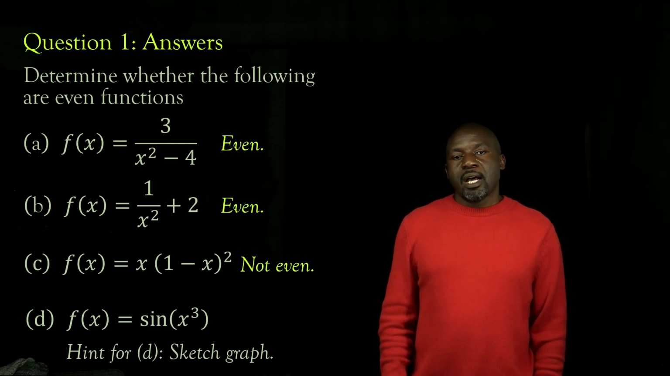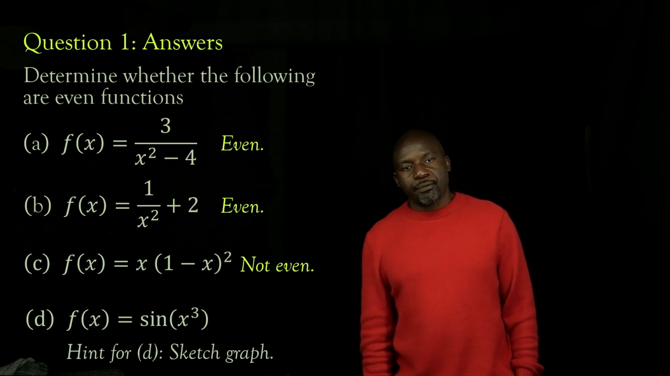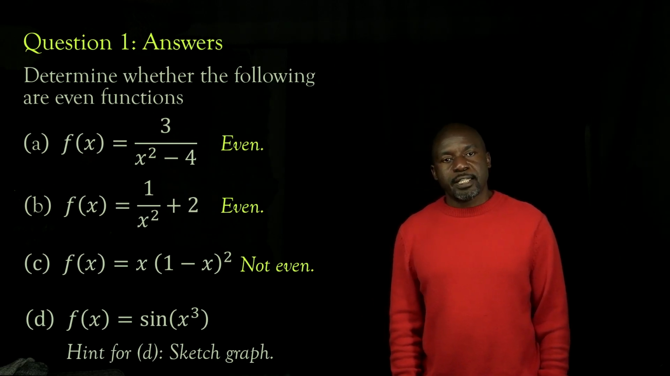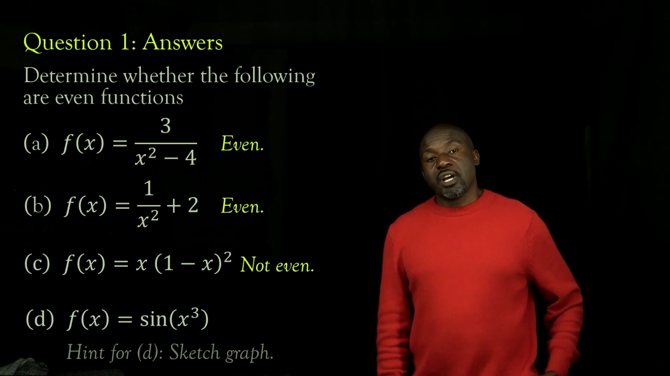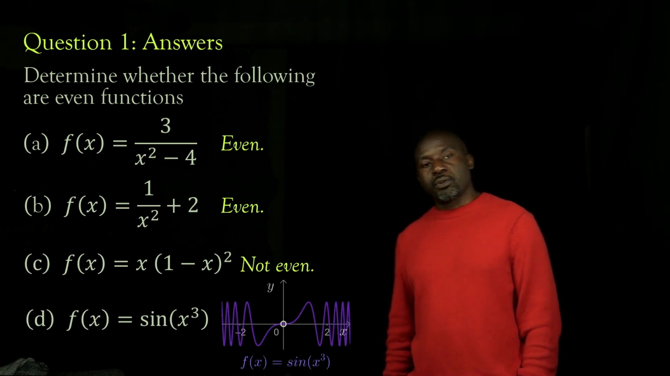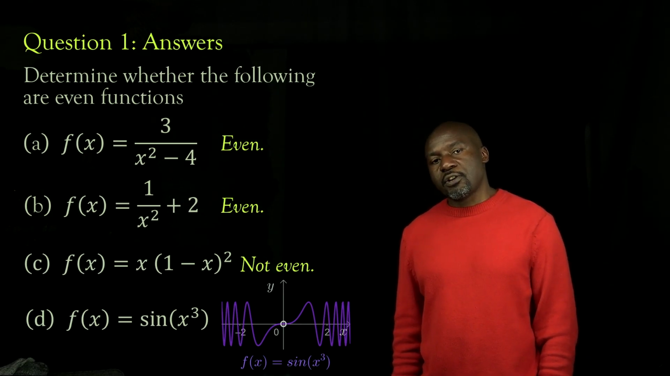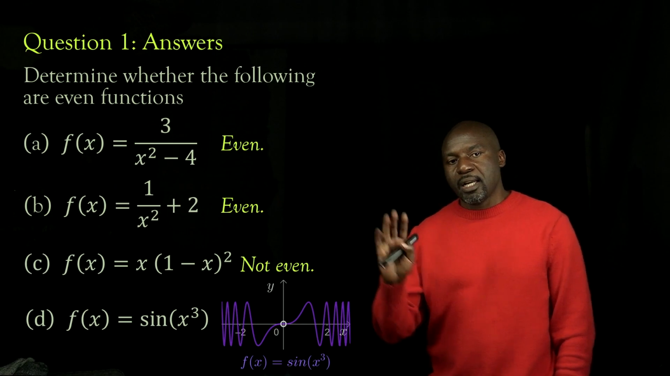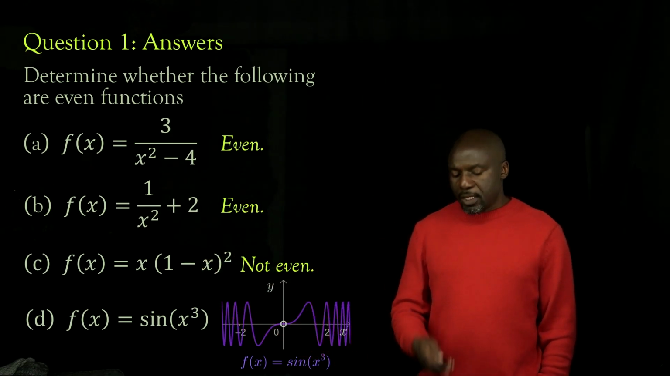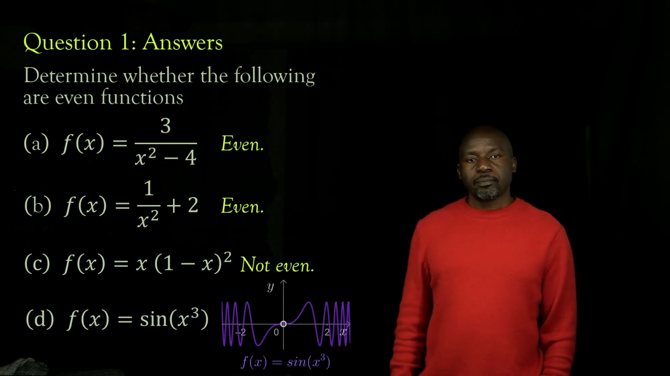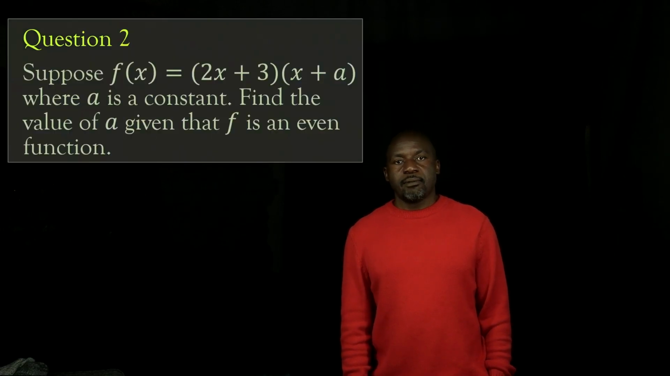As for the fourth one there, I did sketch the graph. If you sketch the graph either on your calculator or using an online graphical package, you should have a graph that looks like that. And based on what you see there, this graph is not symmetrical about the y-axis. The left-hand side does not map onto the right-hand side, okay? And therefore, this is not an even function. Okay? Like that.